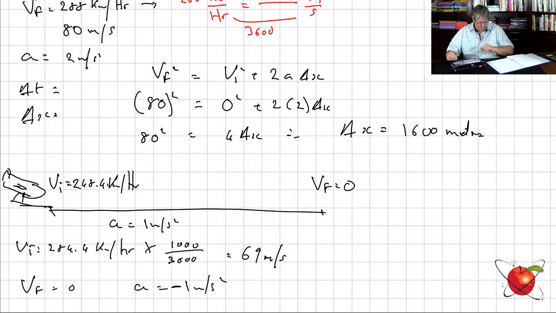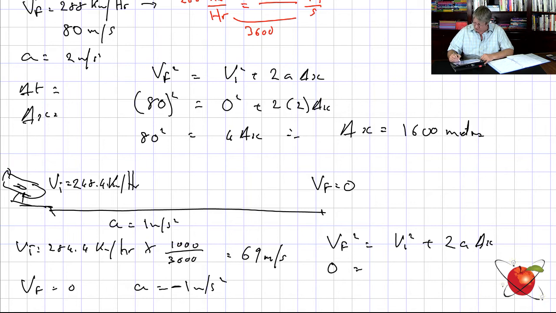Therefore, it's pretty much going to be the same formula. It's going to be V final squared is equal to V initial squared plus 2a delta x. V final is 0. V initial is as it's coming in. That's its beginning. Remember, we're splitting this into chunks of time, right? So V initial is going to be 69 meters per second plus 2 times -1 delta x.